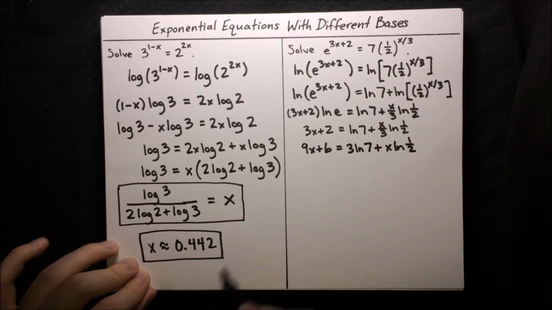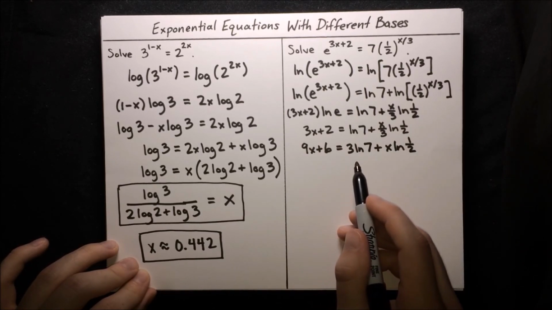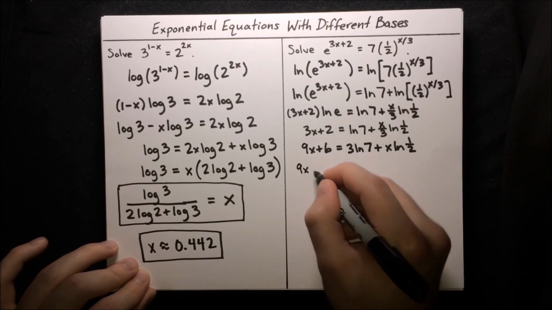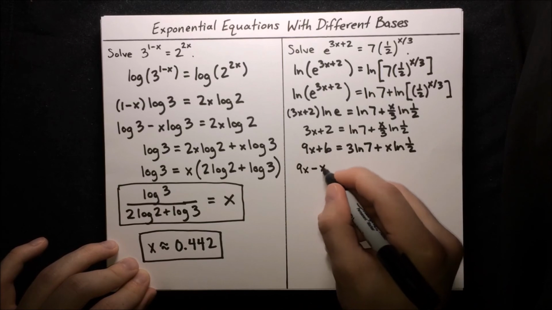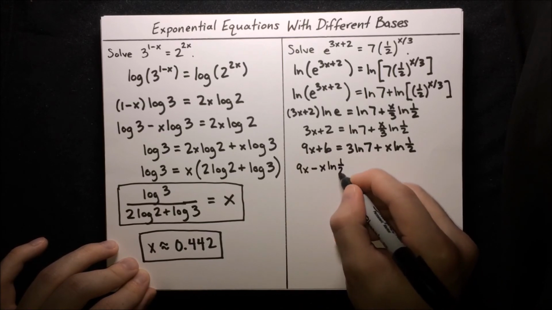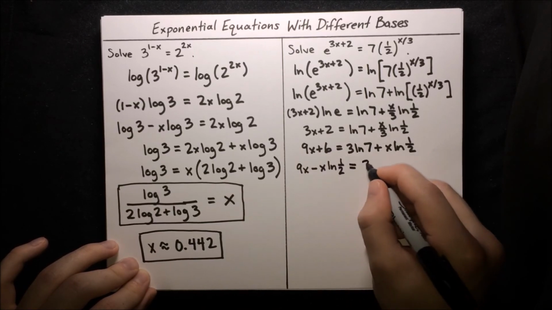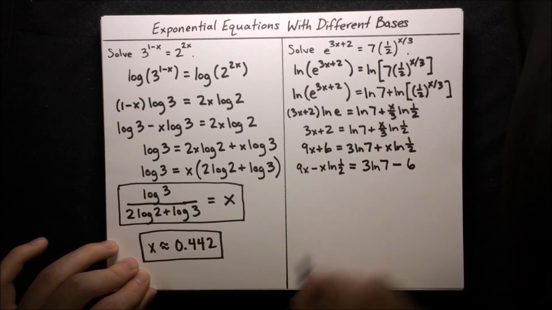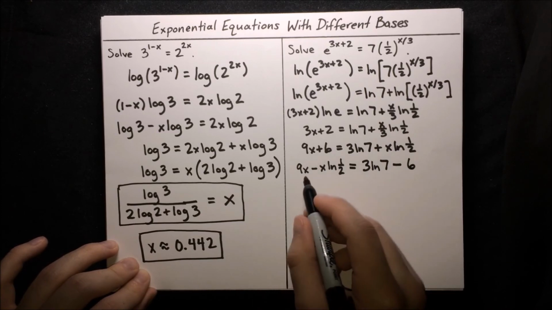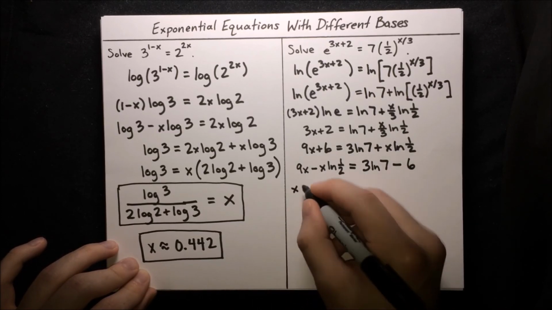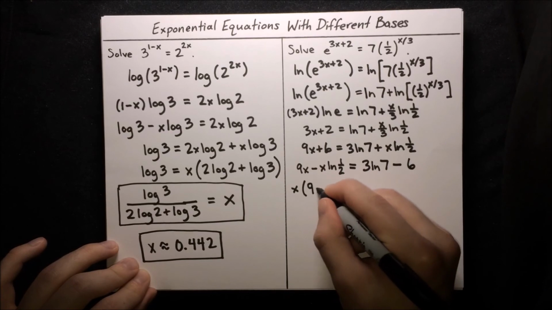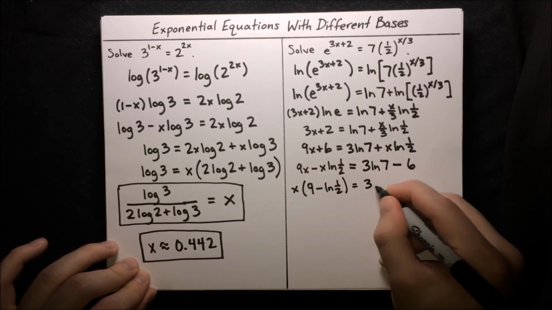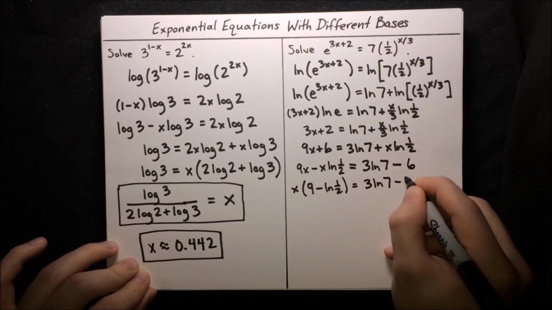Now we can move the x's to their own side and the constants to their own side. Let's move the x's to the left-hand side, so we get 9x, then minus that x times natural log of a half is equal to 3 natural log of 7, then minus the 6 that was on the other side. And we can factor out an x here, and we just have x times (9 minus natural log of a half) is equal to that same right-hand side, 3 natural log of 7 minus 6.